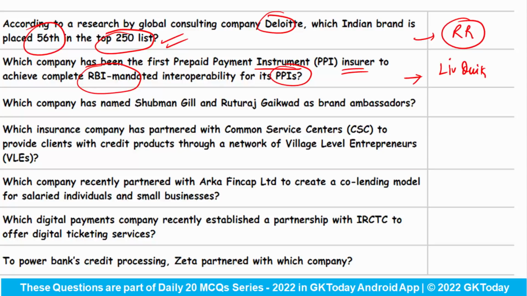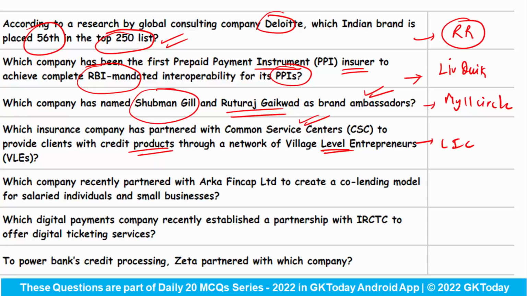Which company has named Shubman Gill and Ruturaj Gaikwad as the brand ambassadors? This is the gaming application or company My11 Circle. Which insurance company has partnered with the common service centers to provide clients with credit products through a network of village level entrepreneurs? Answer is LIC. Which company recently partnered with Arca FinCap Limited to create a co-lending model for salaried individuals and small businesses? This company is Loan Tap.